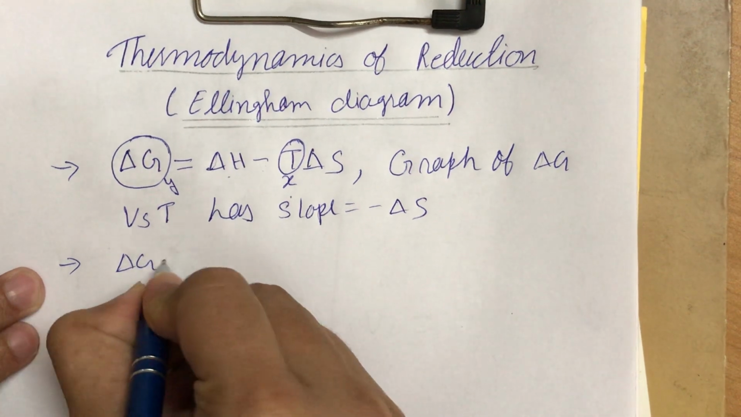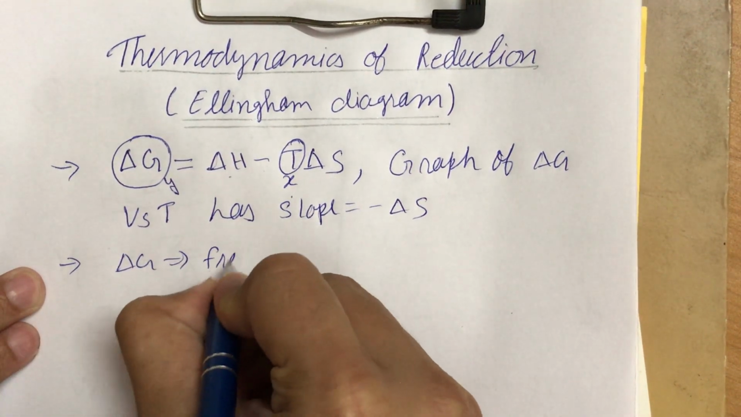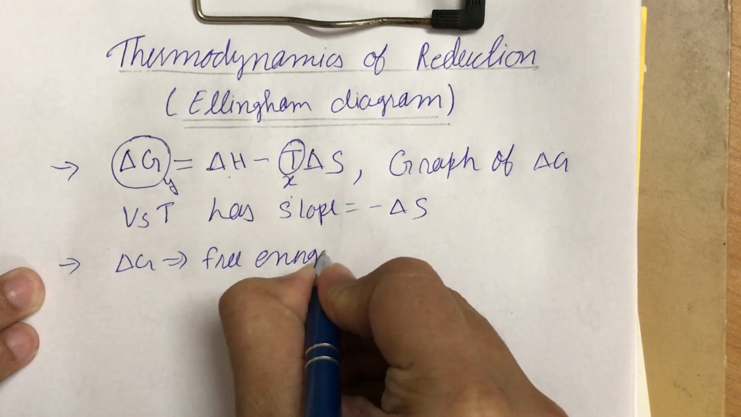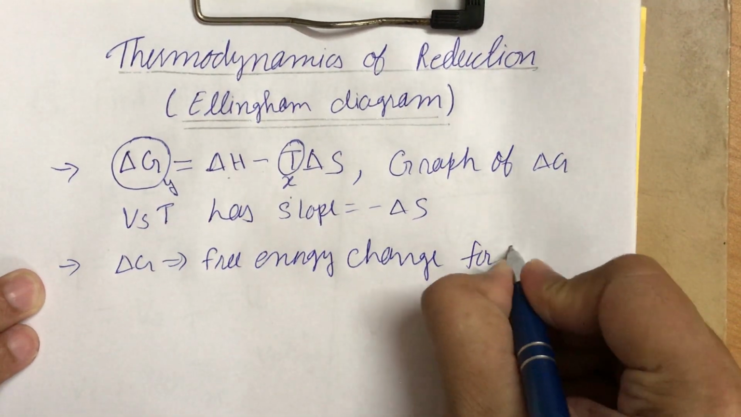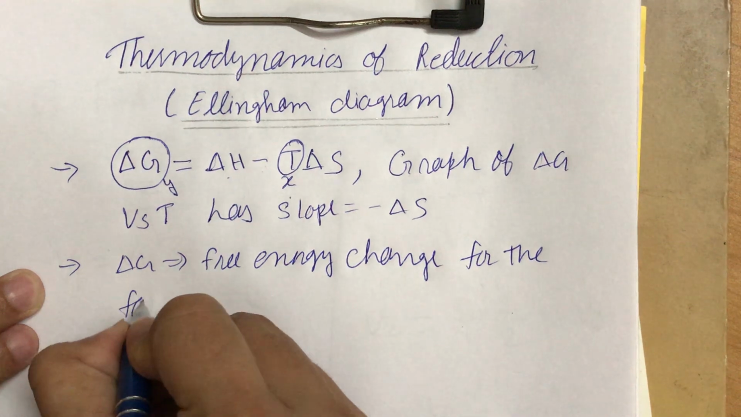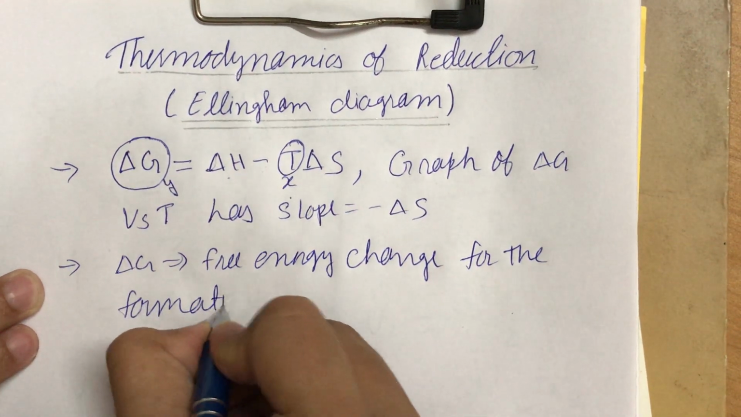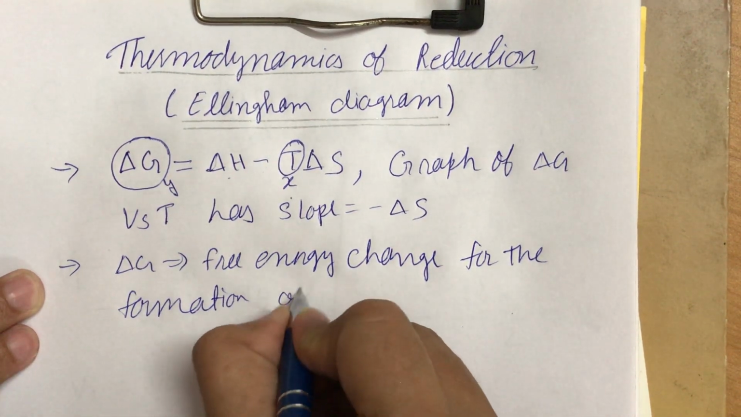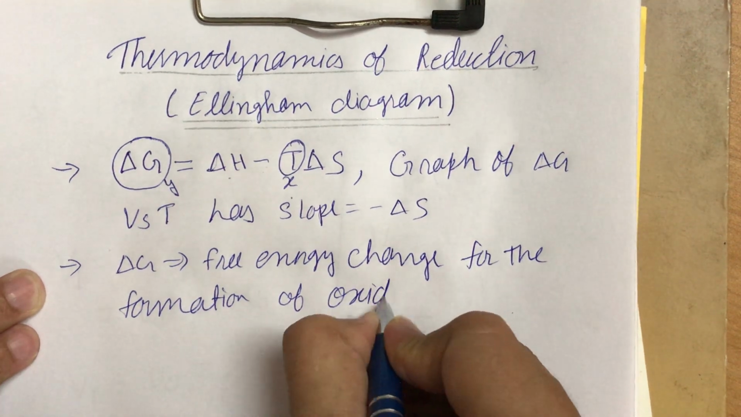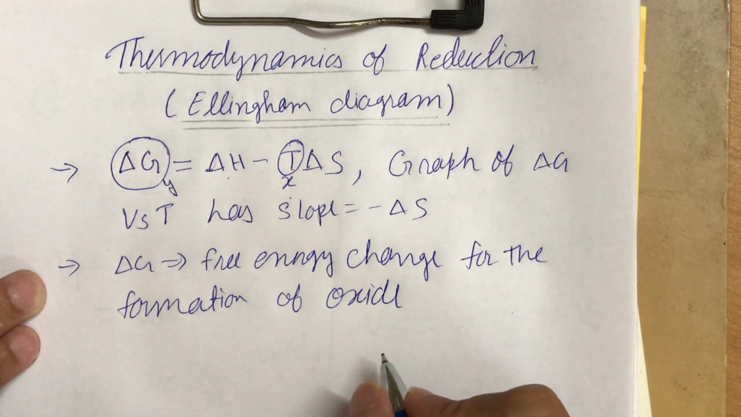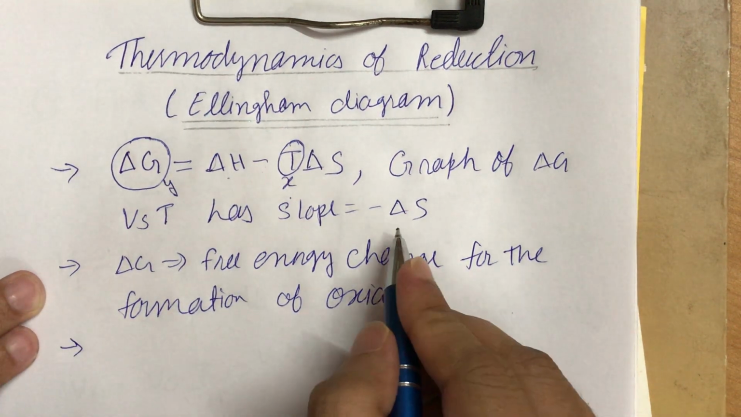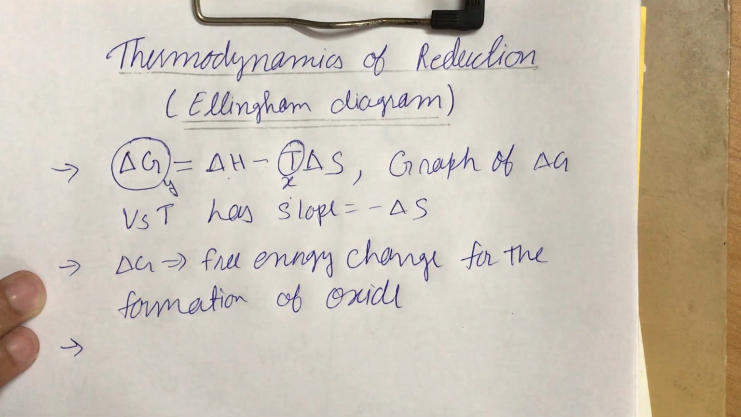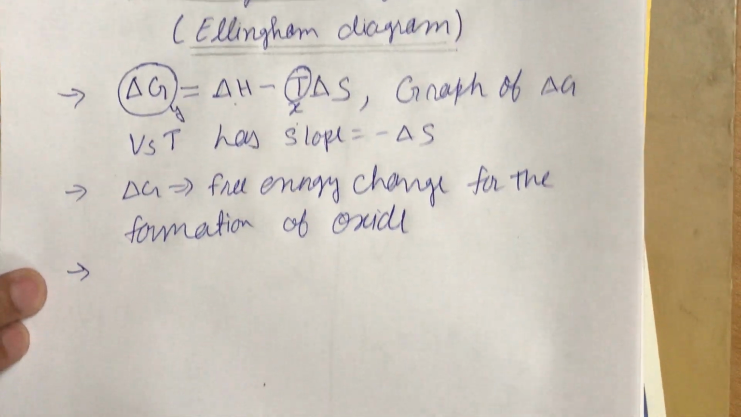Delta G is basically the free energy change for the formation of the oxide. The slope is related to the change in entropy. So first we need to understand the entropy concept.